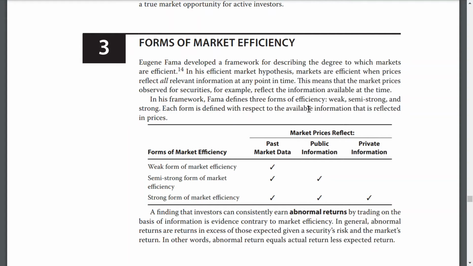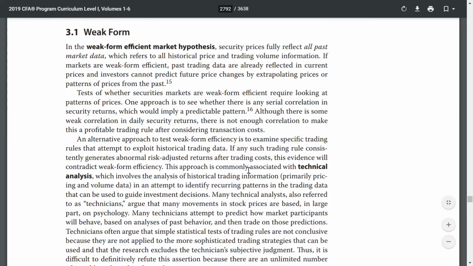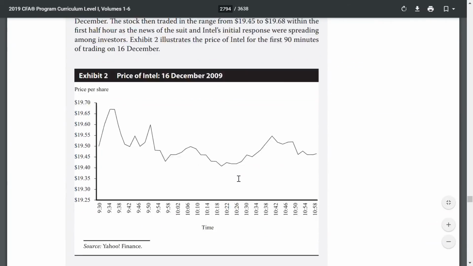Markets are efficient when prices reflect all relevant information at any point in time. This means that the market prices observed for securities, for example, reflect the information available at the time. In his framework, Fama defines three forms of efficiency: weak, semi-strong, and strong. Each is defined with respect to the available information that is reflected in prices. Weak form, semi-strong, and of course, the strong form.